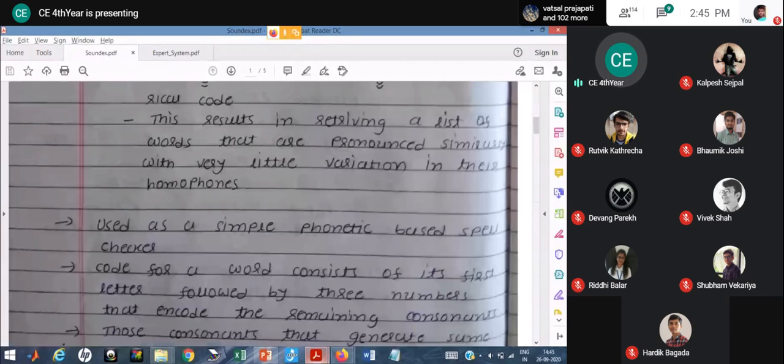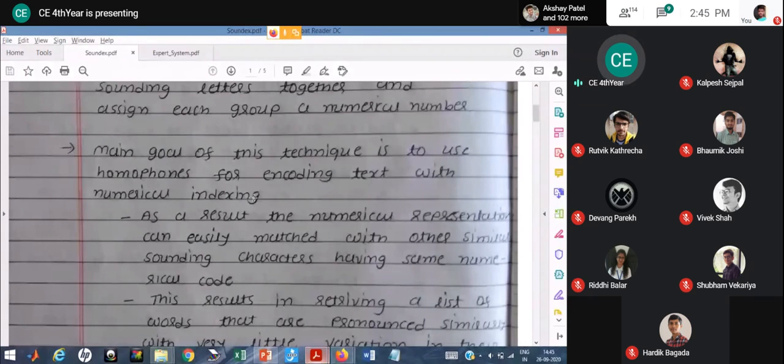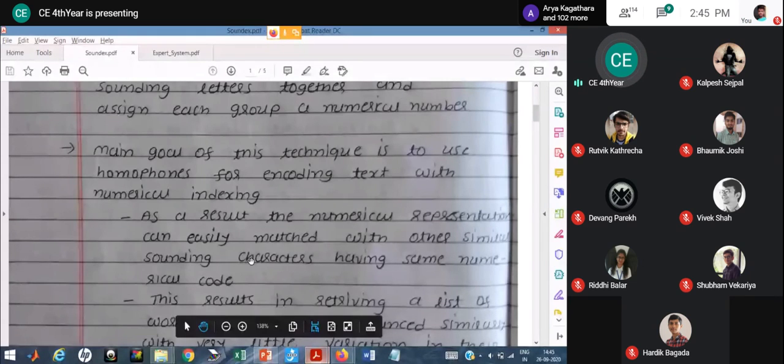The main goal of this technique is to encode the word with numerical indexing. Suppose GRADE is given, and let's say I am getting the Soundex code G630. How I get that, I will tell you. As a result, the numerical representation can easily match similar-sounding words having the same code. So G630 matches other similar-sounding words having the same numeric value.